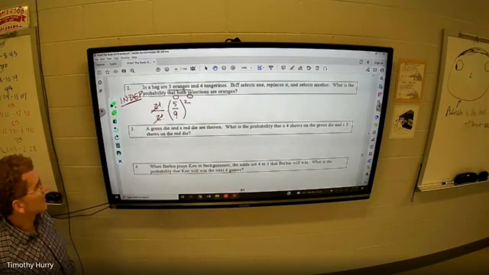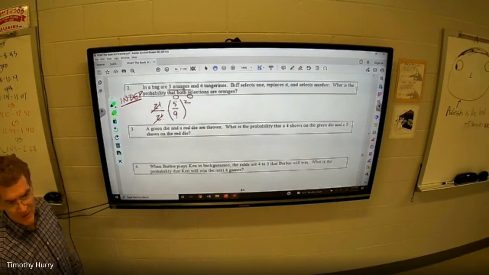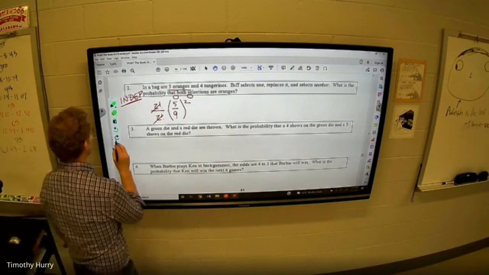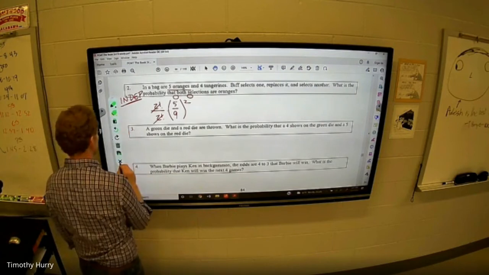A green and a red die are thrown. Now, be careful about green and red die. If it says 2 die are thrown, think about it. Make sure you lock into this.